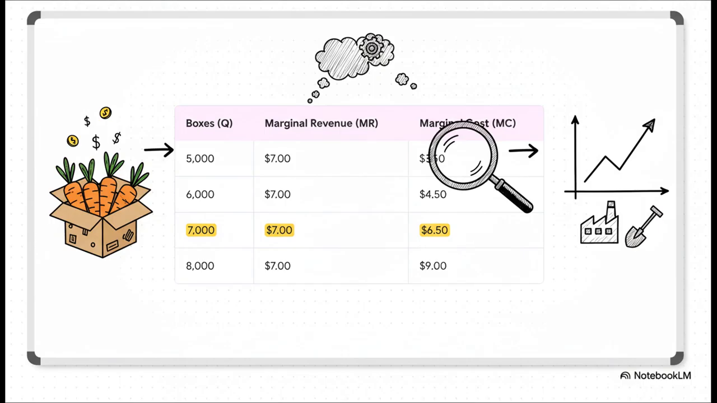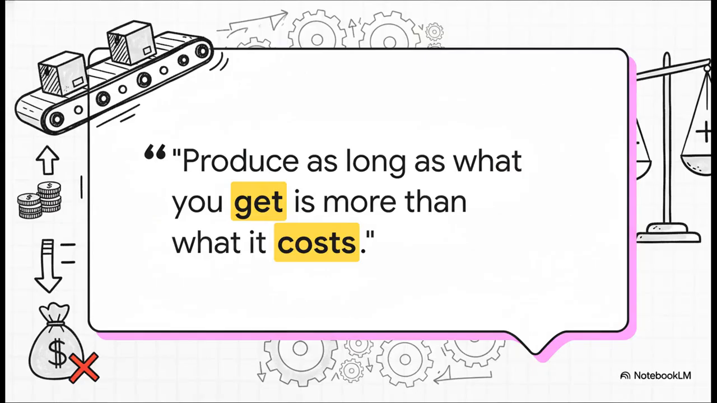And since Sasha is a price taker, her marginal revenue is always $7. That's the market price. It never changes. So the logic becomes really, really simple. For that 7,000th box, she gets $7, and it only cost her $6.50 to grow it. That's a 50-cent profit on that specific box. Total no-brainer. She should definitely do it. But what about the next one, that 8,000th box? Well, it costs her $9 to produce, and she's still only getting $7 for it. Whoops, that's a $2 loss.